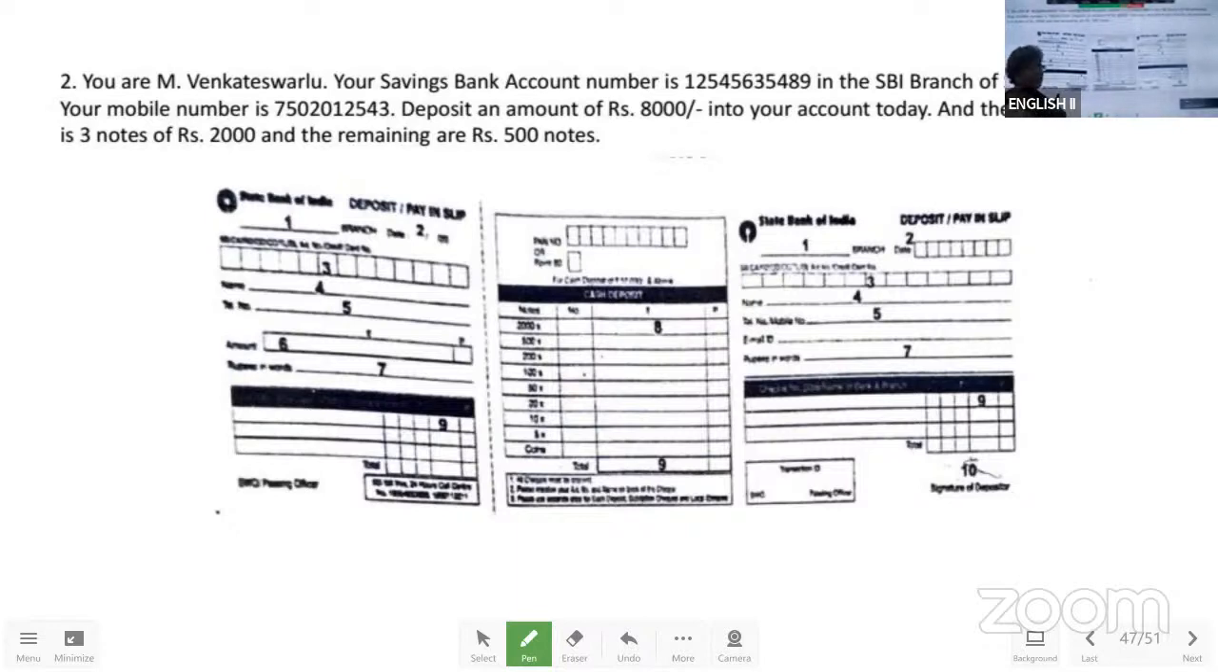So like I told you, you don't have to draw this diagram. And there are times when children write here, there, like that. Don't. Just write the numbers and mention what it is. First one is branch. Your branch is at SBI branch Shamshabad. SBI Shamshabad.